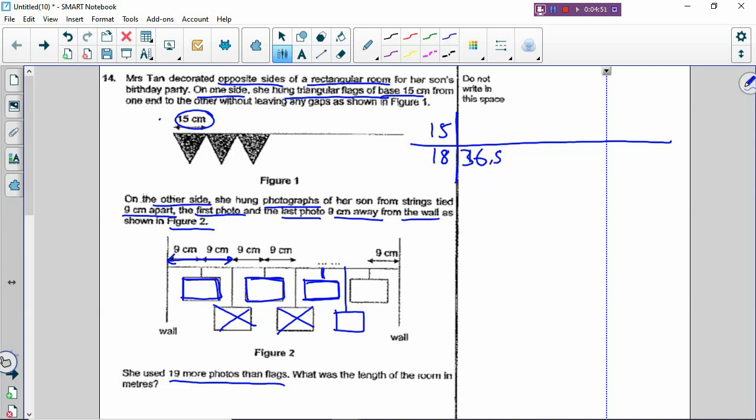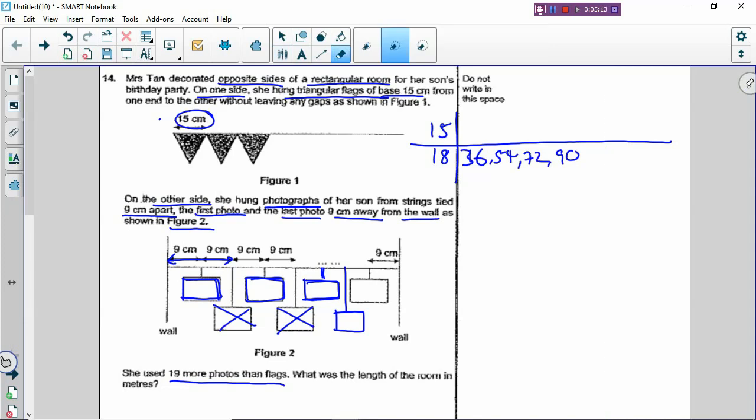Then you have 54. Can 54 divide by 15? Cannot. So 18 times 4, go on. 18 times 4 will be 72. 72 divided by 15, also cannot. Next multiple, 18 times 5, 90. Can 90 divide by 15? Yes. So your 90 is your common multiple. That is a shortcut to find your common multiple quickly.